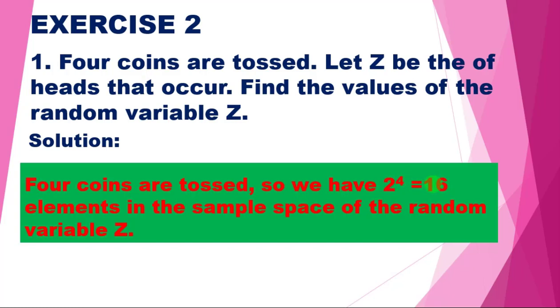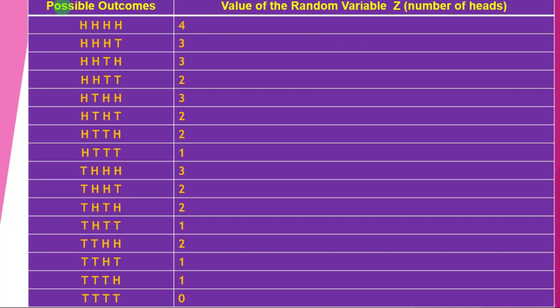So we have 16 elements in the sample space of the random variable Z, where Z is representing the number of heads that occur. Here are the possible outcomes. Again, as I mentioned earlier, there are 16 possible outcomes. So 16 divided by 2, that's 8. So you have to write down 8 H's, and we have to write down 8 T's.